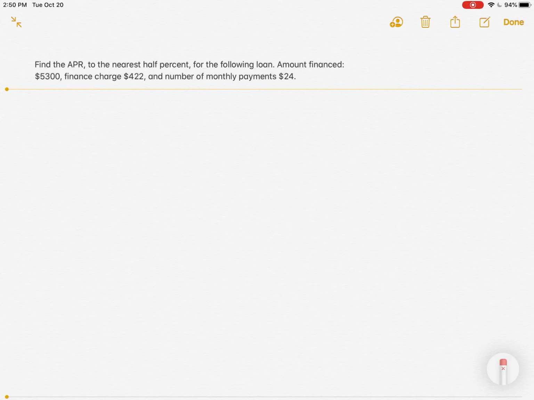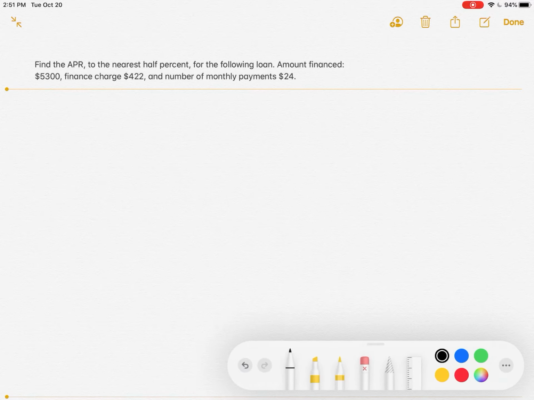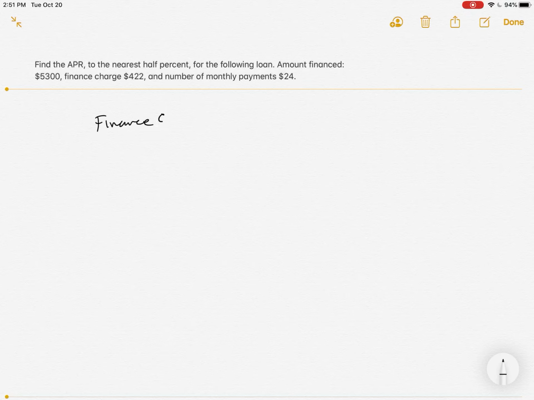So in order to accomplish this problem, we really need to get at that chart. And that chart's going to give us our interest rate. But what we need to do is first figure out what the amount borrowed per $100 is. And the way that you do that is you take your finance charge, and you divide it by the amount financed times 100, right? So that's going to give us the dollar amount per $100 financed.